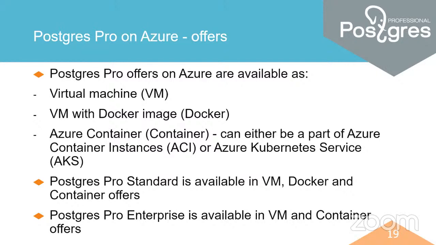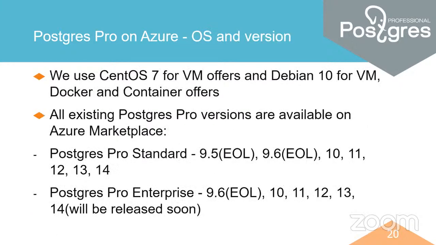On Azure, you can run Postgres Pro database in a virtual machine, inside of a Docker container, and in an Azure container, either as part of Azure Container Instances, which is ACI, or as part of Azure Kubernetes Service, which is AKS. On Azure, we use CentOS 7 for VM offers and Debian 10 for all other kinds of offers. We have all existing Postgres Pro versions available on Azure Marketplace, beginning with version 9.5 till the latest version, number 14.